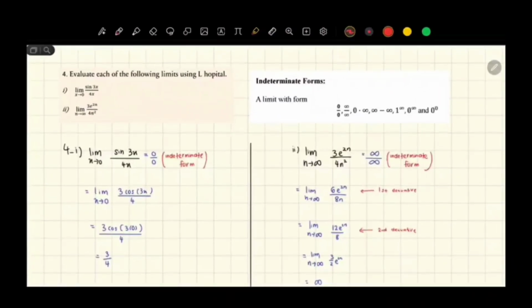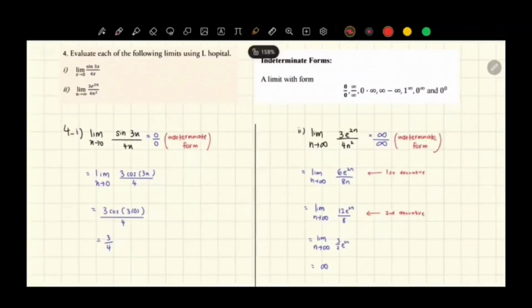Alright, next moving on to question 4. Evaluate each of the following limits using L'Hopital's rule. So in the first equation, limit of sin 3x over 4x as x approaches 0. The first step is we need to substitute 0 into x. When we substitute 0 into x, we will get 0 over 0, which is one of the indeterminate forms.